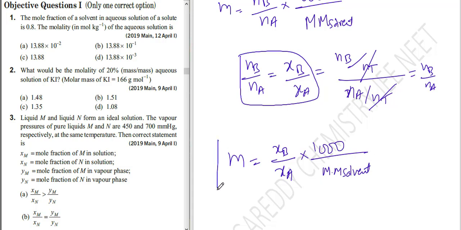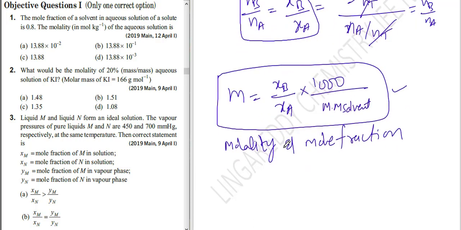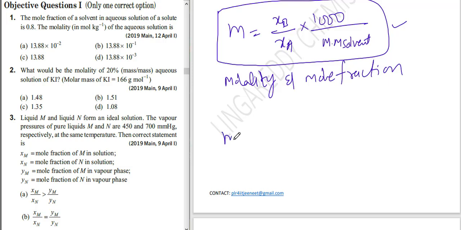If you know the direct relation between molality and mole fraction, you can write this formula directly and substitute. If you don't know, this is the process to derive the equation. Then just substitute the values here. Small m equals XB 0.2, that is the solute mole fraction, and solvent mole fraction already given 0.8, into 1000 upon molecular mass of solvent.